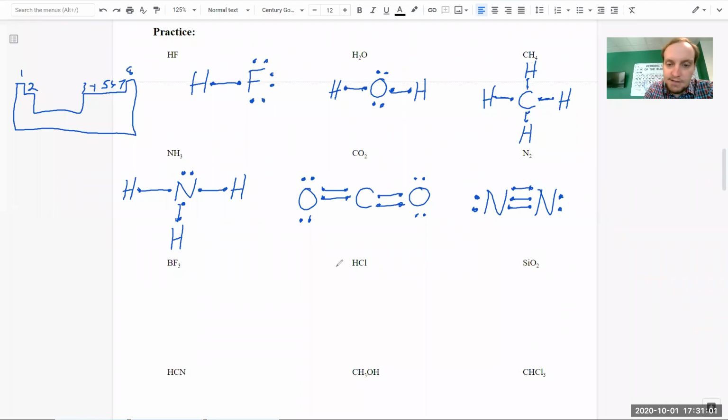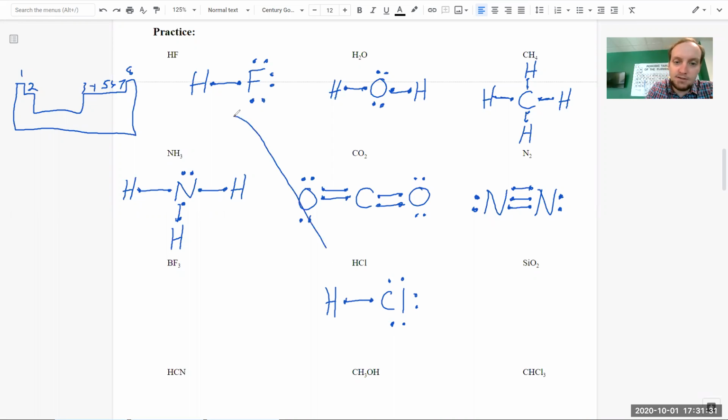All right, the next one we have is HCl. You could call it hydrogen monochloride, but really it's hydrochloric acid. We have an H and a chlorine. Okay, so H again always gets 1. Chlorine is a halogen, so it gets 7. 1, 2, 3, 4, 5, 6, 7. Bond those together. So chlorine has 7, it's getting its 8th. Hydrogen has 1, it's getting its 2nd.